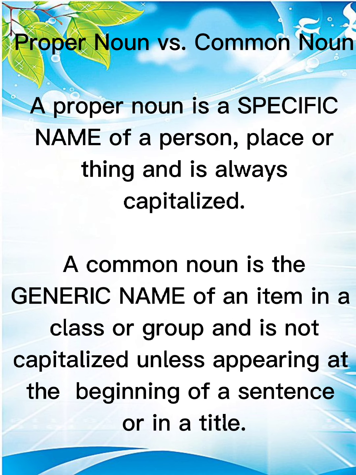One important distinction to be made is whether a noun is a proper noun or a common noun. A proper noun is a specific name of a person, place, or thing and is always capitalized. Whereas a common noun is the generic name of an item in a class or group and is not capitalized unless appearing at the beginning of a sentence or in a title. So generally, proper nouns are capitalized while common nouns are not, except if a common noun is found at the beginning of a sentence or used in a title.